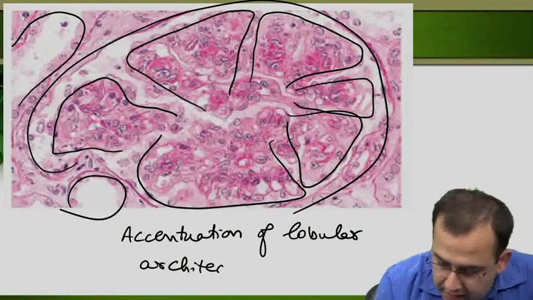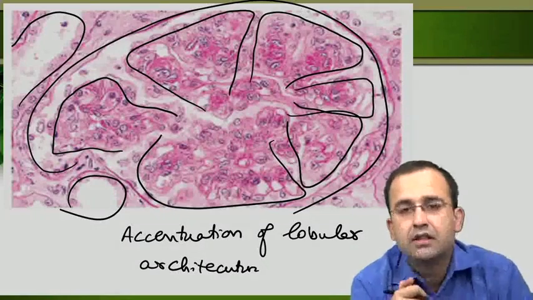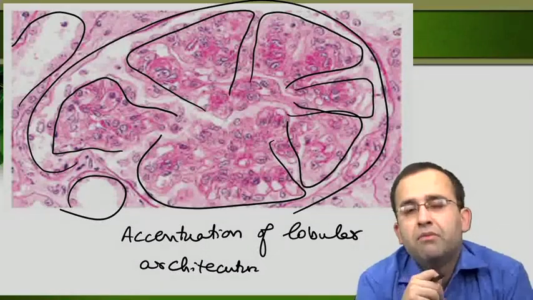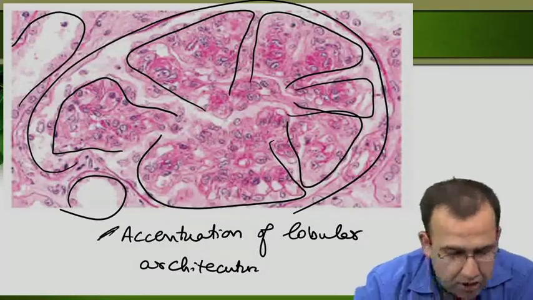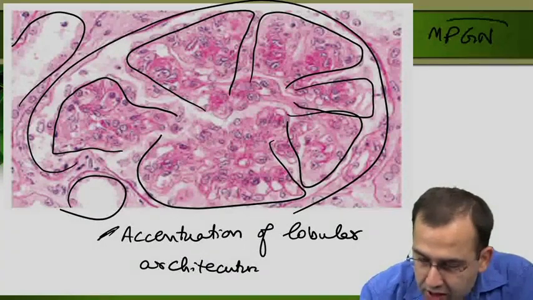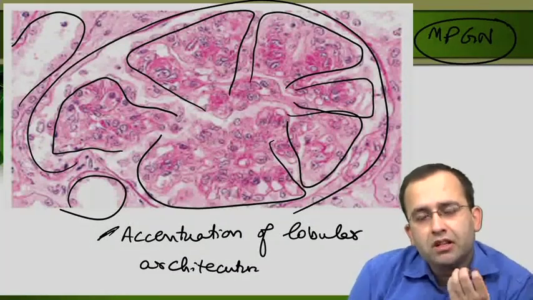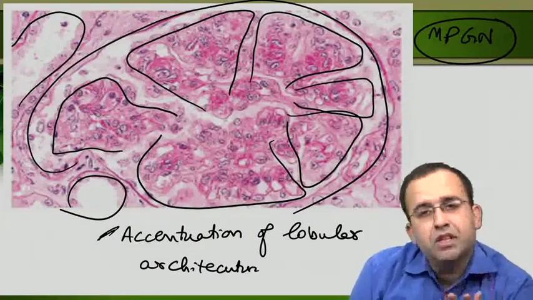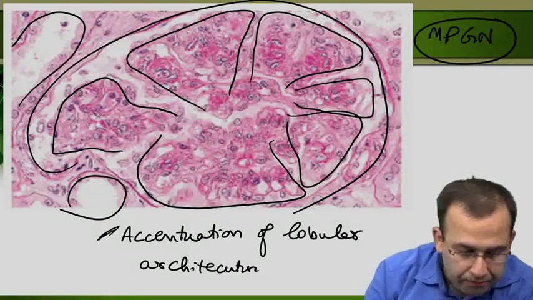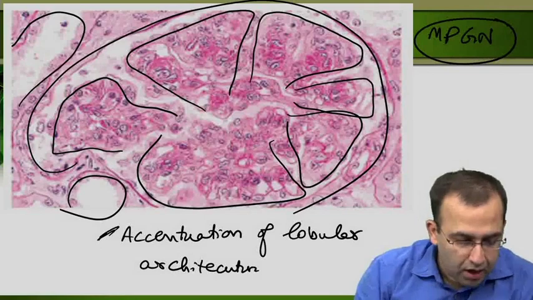I have 6-7 answers, that is 9061, 6806, 787, telling me MGN. No, children, accentuation of lobular architecture. Diagnosis: MPGN, membranoproliferative glomerulonephritis. MPGN is a proliferative glomerulonephritis. MGN is non-proliferative in nature. Here there is an accentuation of lobular architecture: MPGN.